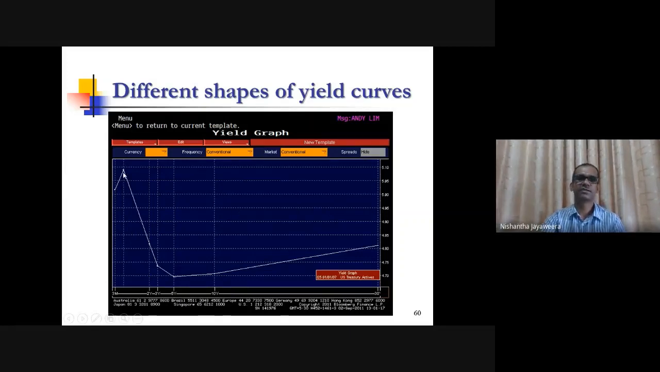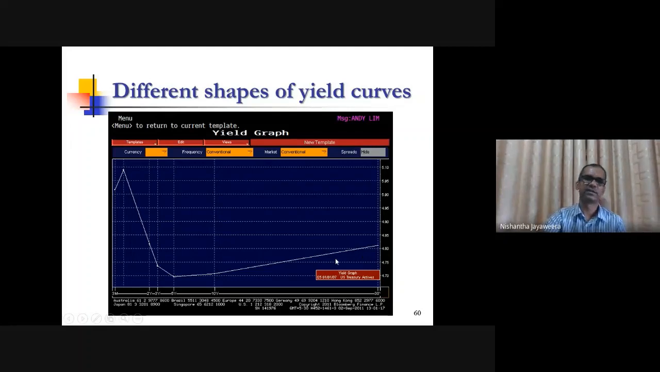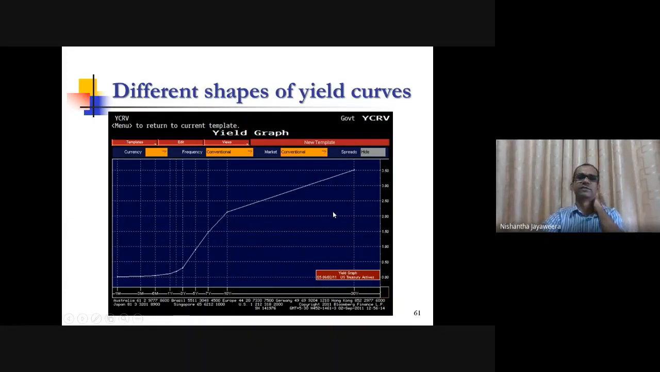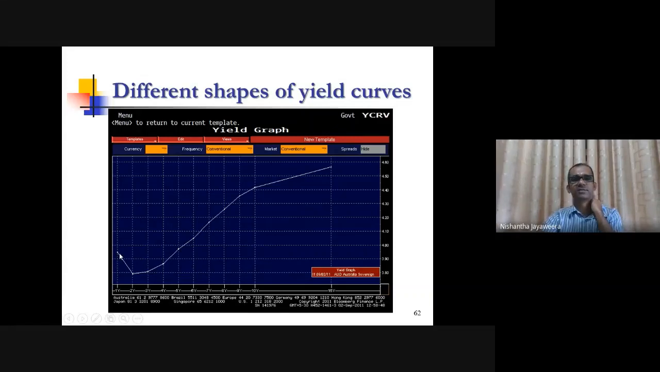This one you can see a different shape initially. With the maturity, interest goes up, then yield goes down, again goes up. This may be considered a hump, but this is also again a positive yield curve. This can be considered humped, initially down, then again up.